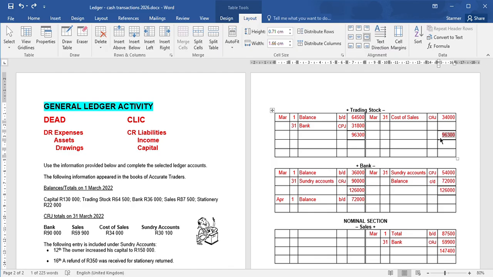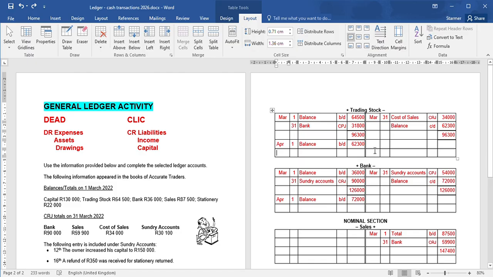In other words, 96,300 minus the 34,000, and that's going to give you your balance, which we are going to carry down. And then the last thing you need to do is bring that balance down to the plus side. So that is saying at the beginning of the next month, you've got trading stock worth 62,300 on hand.